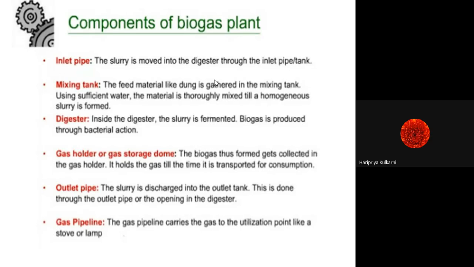Digester is a main tank. Then gas holder, gas storage dome. Okay, so biogas formed gets collected in the gas holder which is floating on the slurry. It holds the gas till the time it is transported for consumption. So once the valve is made on, gas will get transported. Till that time it is in the storage dome. An outlet pipe, the slurry is discharged through outlet tank because methane contents are removed now. So it could be used as a fertile material.